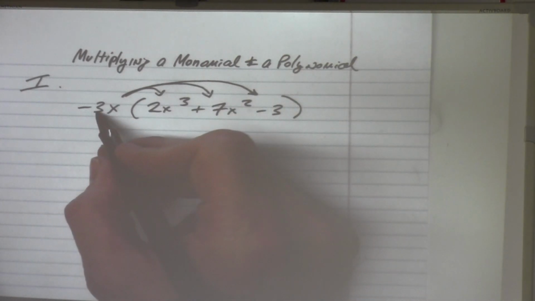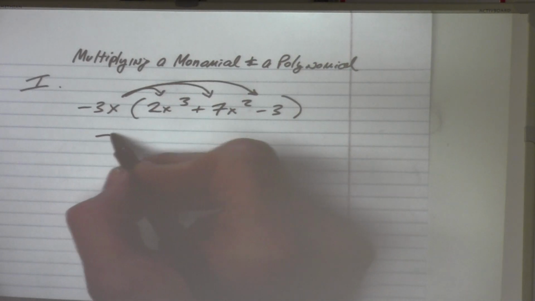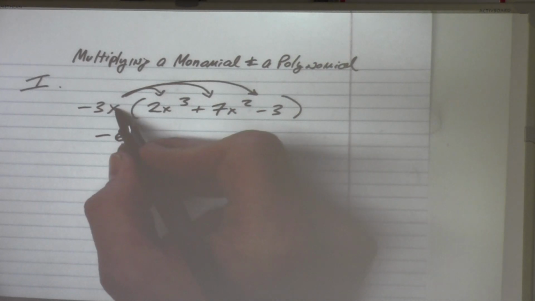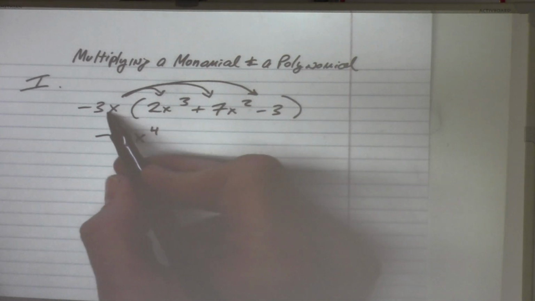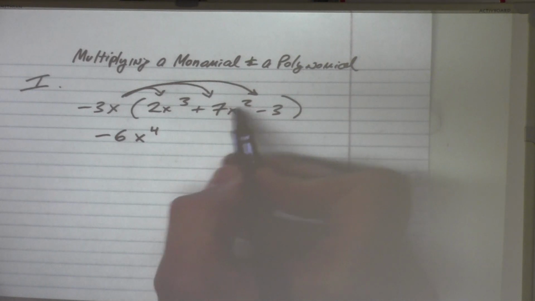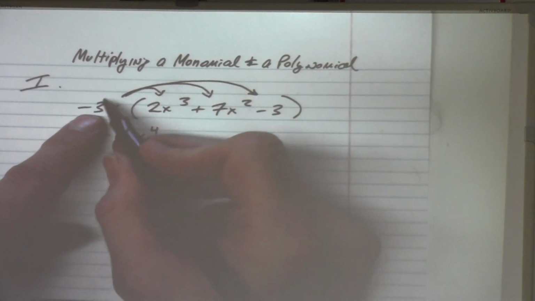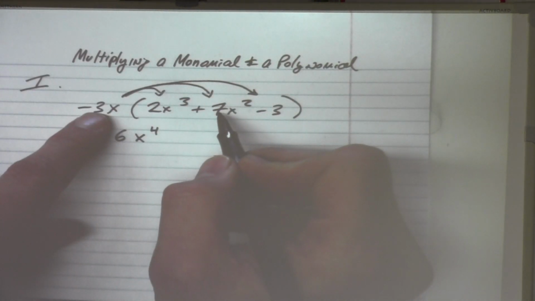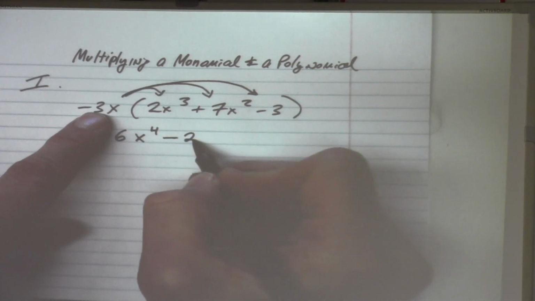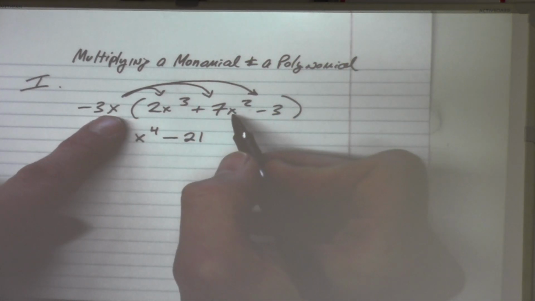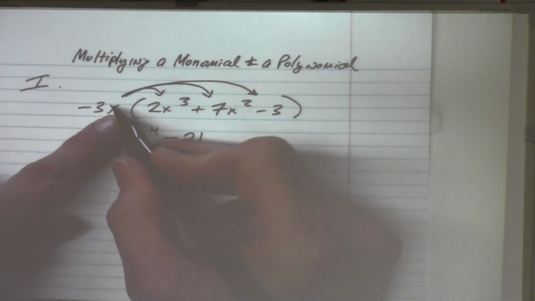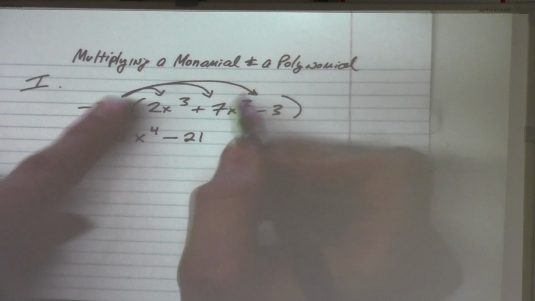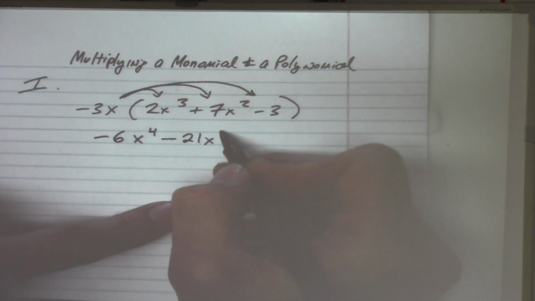So, negative 3x times 2x cubed, well, the negative 3 times the 2 gives me a negative 6. The x times the x cubed gives me x to the 4th power. The negative 3x times the 7x squared, I do the same thing. The numbers, or the coefficients, I'm going to multiply those to get a negative 21. And then I'm going to multiply the variables, which means adding the exponents, because I have one of these and I have two of these, and so together I now have 3 of those.